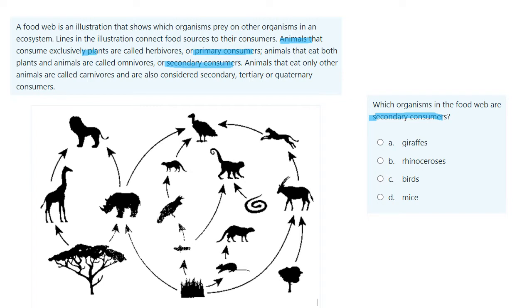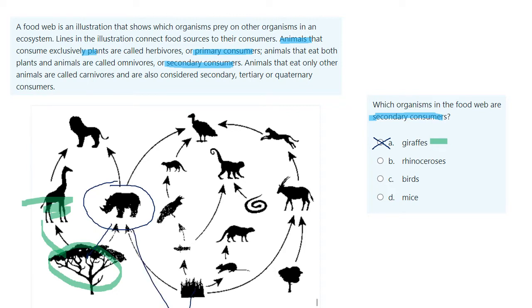So, if we look at these four animals, the giraffe is only eating the tree or the plant. So the giraffe would be a primary consumer. The rhinoceros is also only eating the grass and the plant. So that would also be a primary consumer.